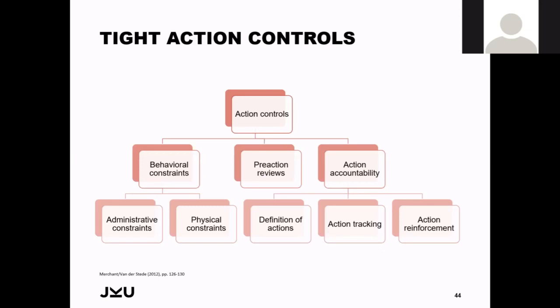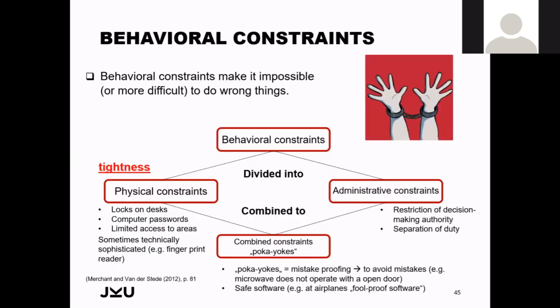Okay, that's towards tightness. We'll start with the behavioral constraint. Again, we have physical constraints. That's pretty much tight because you have locks on desks, computer passwords. Oh, sorry, I mixed it up with administrative constraints earlier. A computer password is also obviously a physical constraint because you're physically sitting in front of your laptop and wanting to enter something. So it is also a physical constraint.